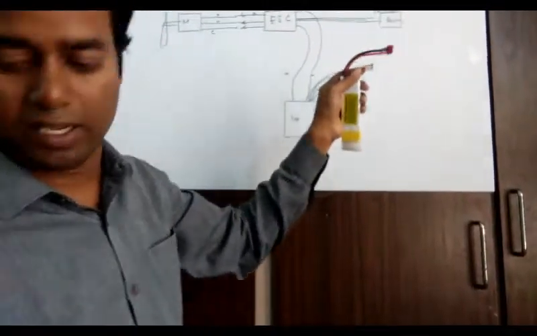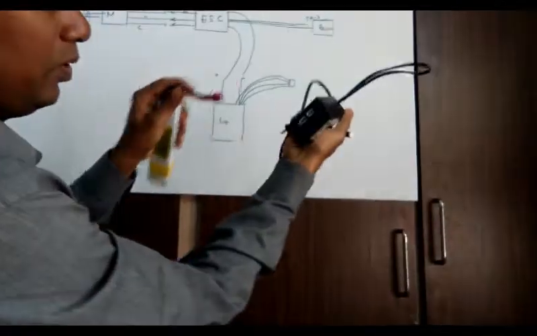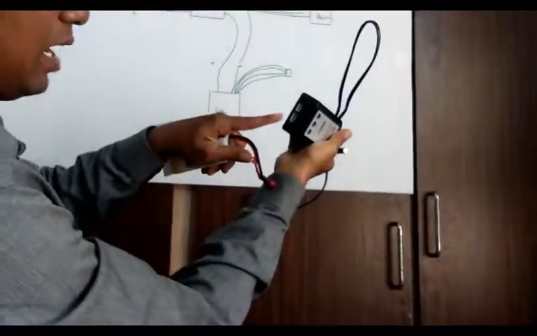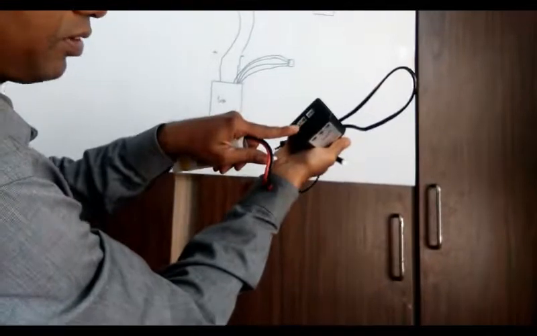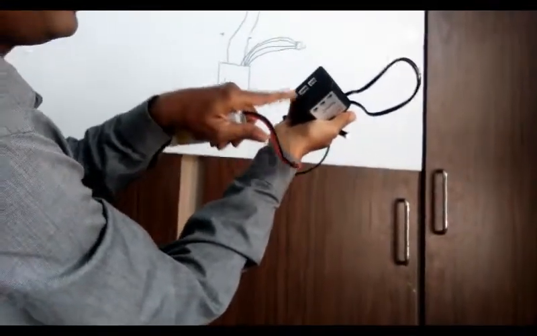And this is the LiPo cell charger. Here in my LiPo cell charger we have a 4 pin and a 3 pin. This is used for a 2 cell LiPo charger, and this is used for a 3 cell LiPo charger.